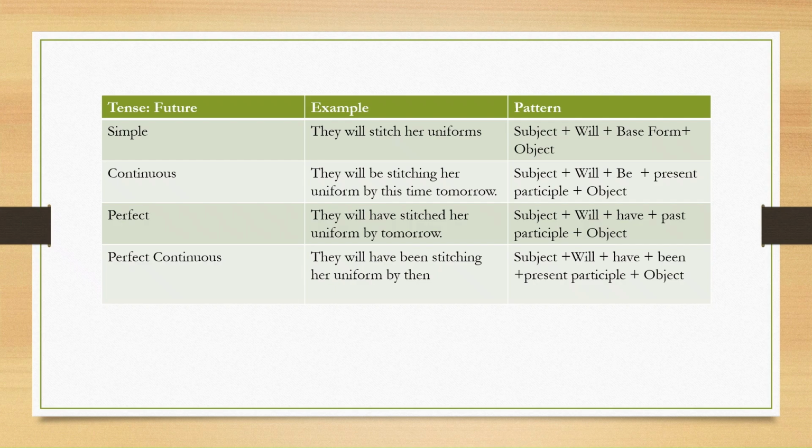Future perfect. They will have stitched her uniform by tomorrow. Subject plus will plus have plus past participle plus object. Perfect continuous. They will have been stitching her uniform by then. Subject plus will plus have plus been plus present participle plus object.